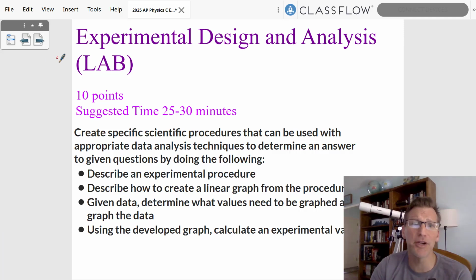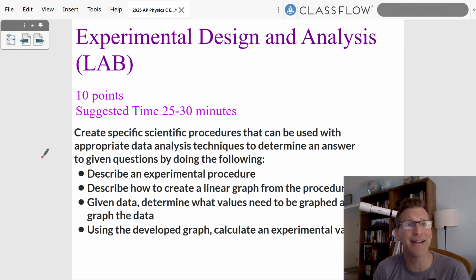This is question number 3, which is an experimental design and analysis question, what we call a lab question. It's only worth 10 points, but this is one of the longer problems. It's suggested time of 25 to 30 minutes because they want to give you enough time to develop that procedure.